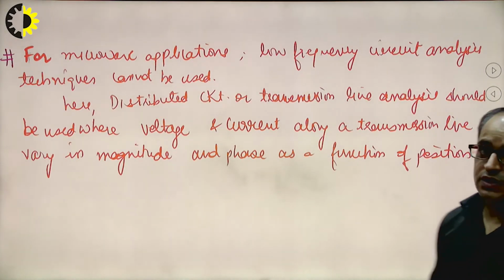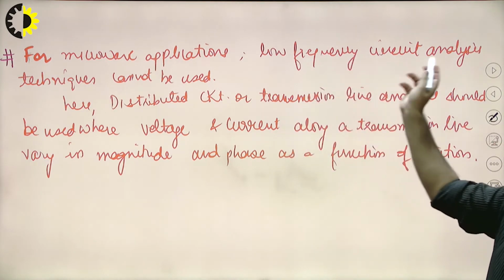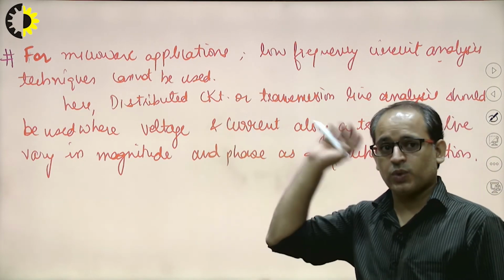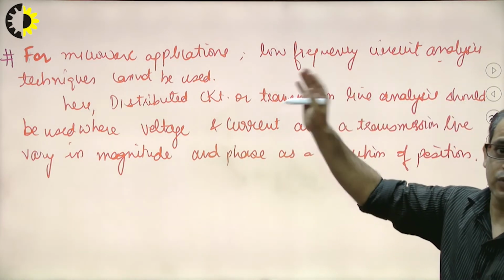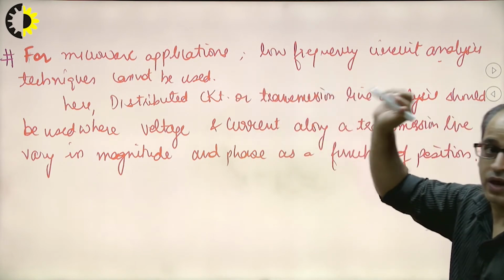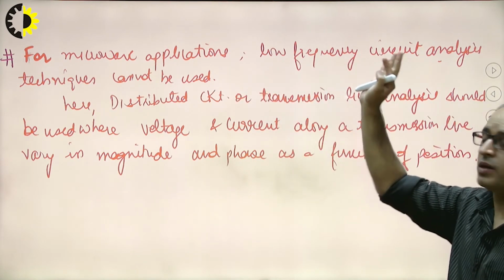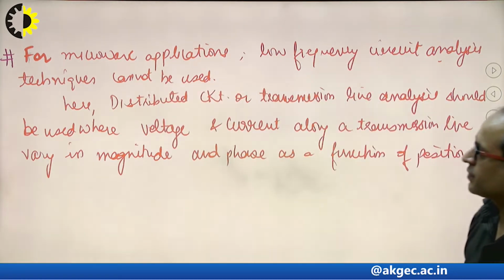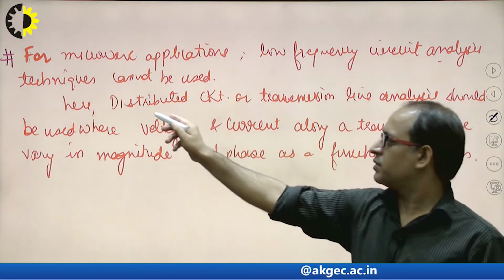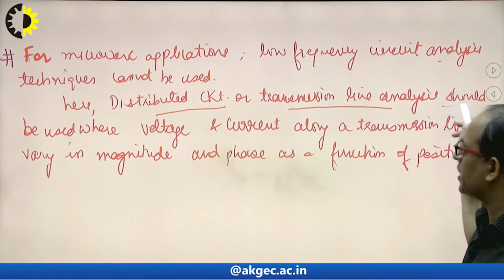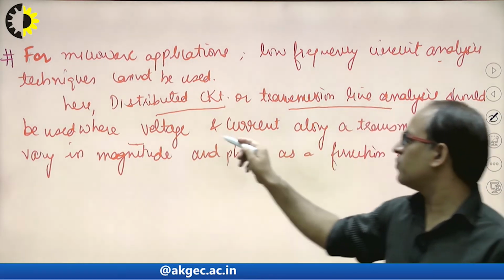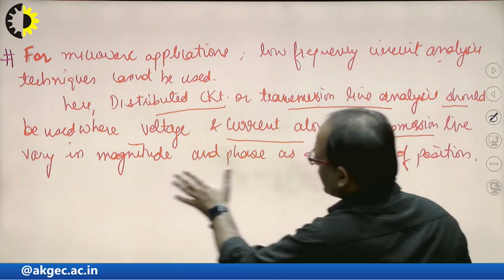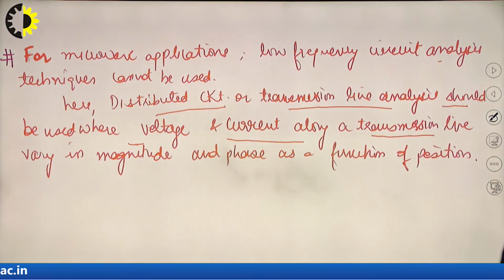Now for the microwave signal, low frequency circuit analysis techniques cannot be used. I have already told you, because the frequency is very high in the microwave signal, the analysis of high frequency circuits cannot be done by low frequency circuit analysis techniques. Clear? So here distributed circuit or transmission line analysis should be used, where voltage and current along a transmission line vary in magnitude and phase as a function of position.